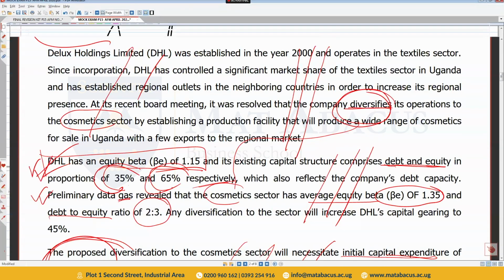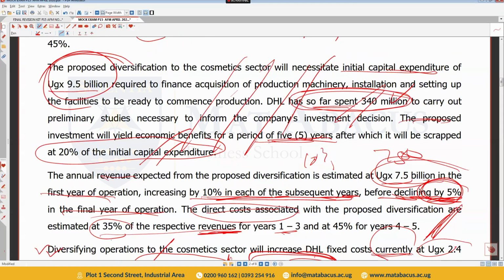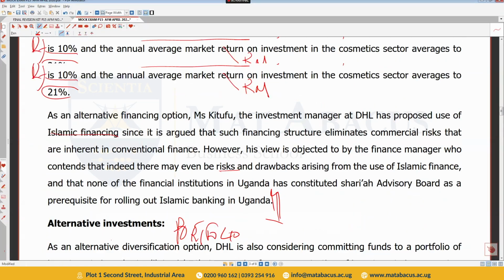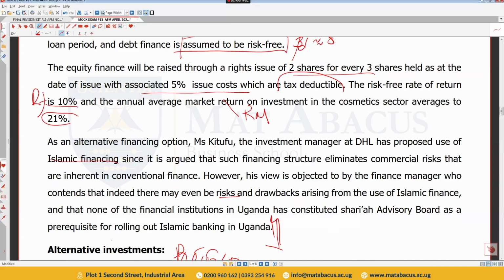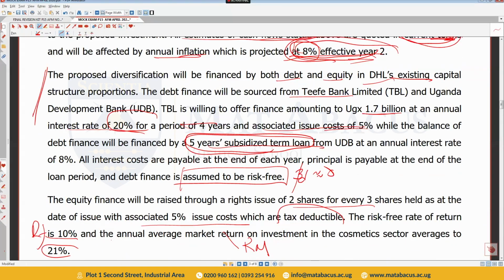We go and look at the equation. So now we are trying to trace those financing structure. If you missed a point in class, wherever you are, pick it from here. So now they are picking some debt from TEFE, and then UDB. So TBL is willing to finance 1.7 billion at 10%.